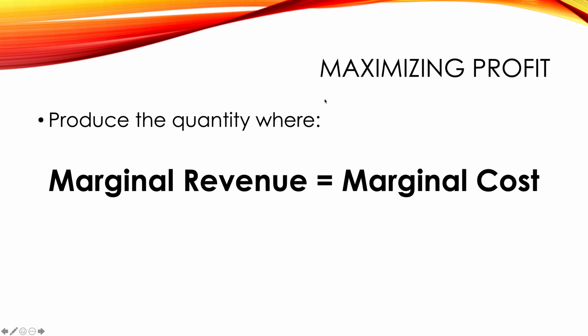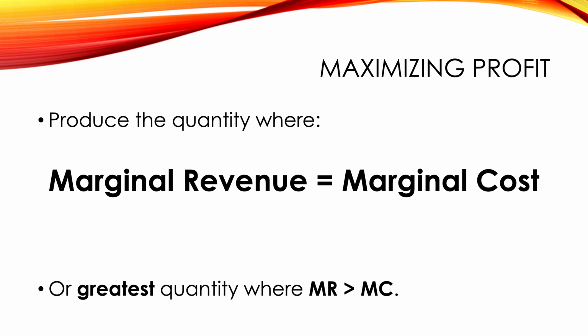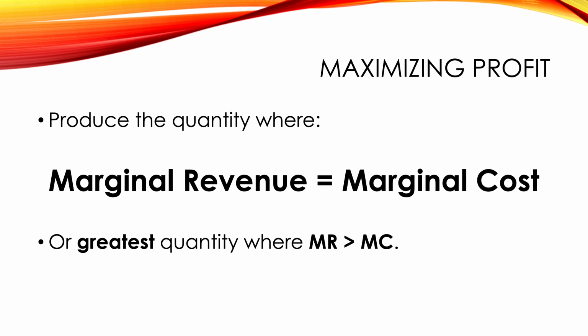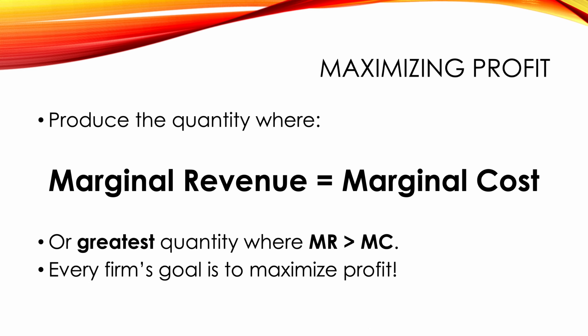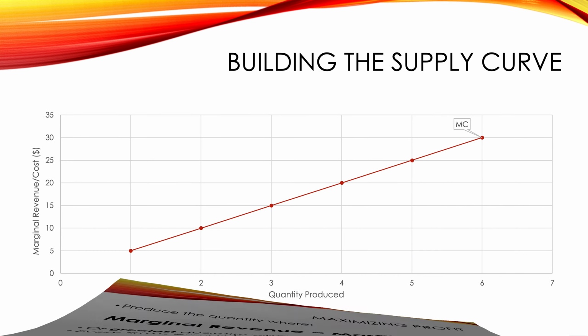So if you can't produce where the marginal revenue equals the marginal cost, keep producing until you get to that point. So produce the greatest quantity where marginal revenue is greater than marginal cost, right? It's a green light. If marginal revenue is greater than marginal cost, that's a signal to you as a producer to keep on producing because your goal, like every firm's goal, is to maximize profit. So MR equals MC, marginal revenue equals marginal cost, is the most important rule here. And the reason why all this is so important is this is going to help us build a supply curve.